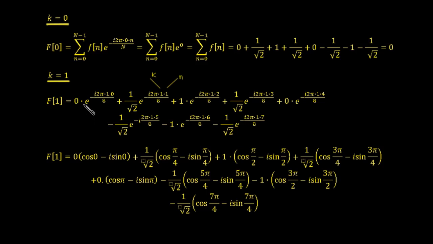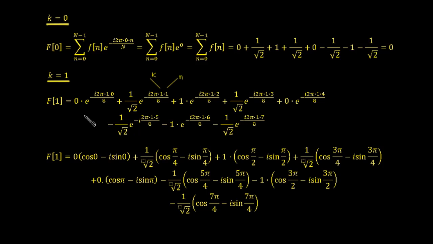So we're going to have 0 times e to the minus i 2 pi times 1 for the k, and 0 for the n, all divided by 8. And then you're going to have the fifth number here, e to the minus i 2 pi times 1 for the k, and now 1 for the n. And we do this all the way along, and we keep the index k at 1, and then we just change the value of n. So n becomes 2, 3, 4, 5, 6, and 7. So these are our values here for our f of 1.